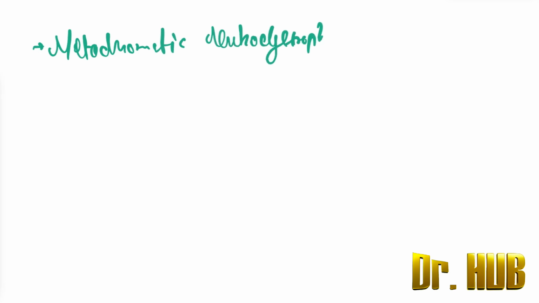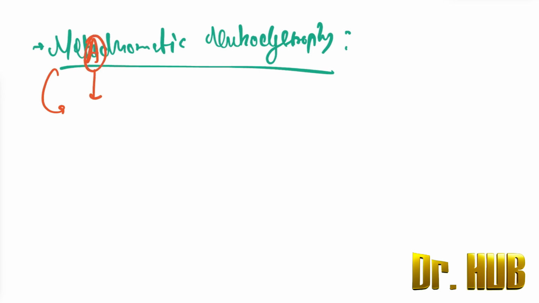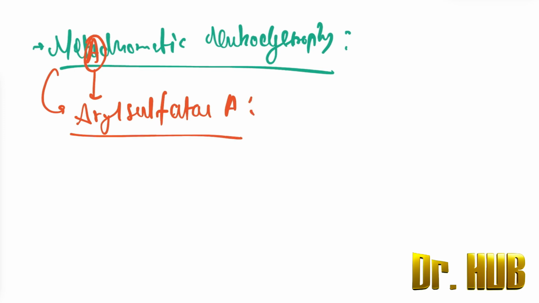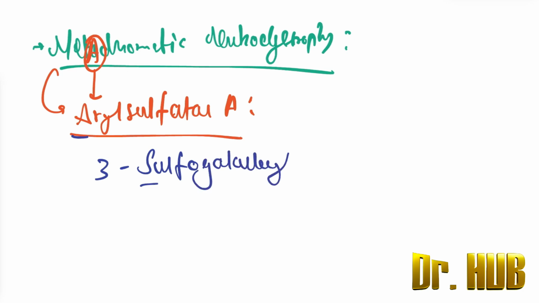Next, we are moving on to metachromatic leukodystrophy. In terms of metachromatic leukodystrophy, the enzyme involved here is arylsulfatase A. Meta ends with A. So what is the lipid accumulating here? The lipid accumulating is 3-sulfogalactosylceramide. This is the lipid which is accumulating.